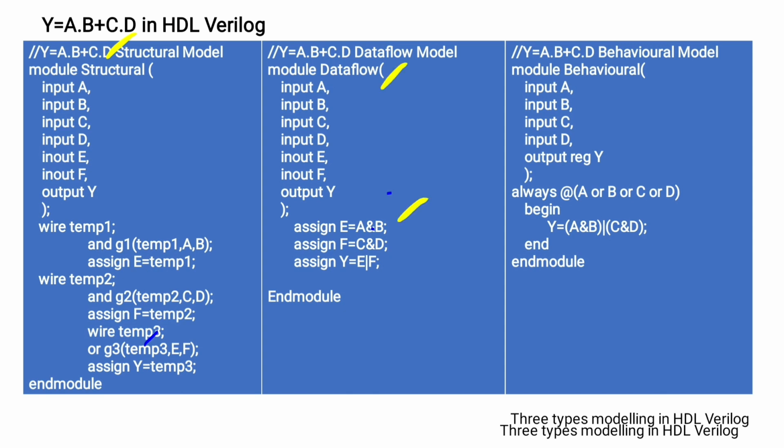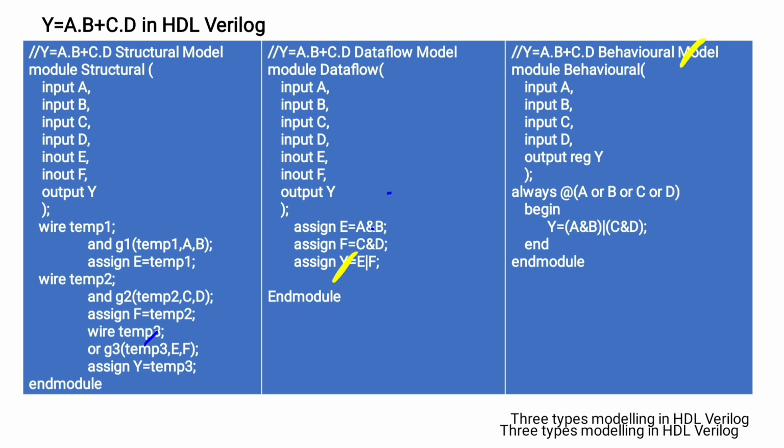But if you observe the data flow model, what is the difference? Logical equations are used. A ANDed with B is given to E. F is equal to C ANDed with D. So A ANDed with B is available on E. C ANDed with D is available on F. Then both are logically ORed, and that is assigned to Y. Okay. So that is what is done here. So this is regarding the data flow model.